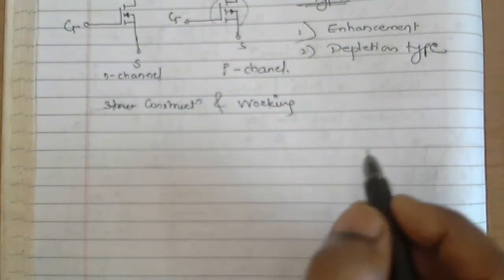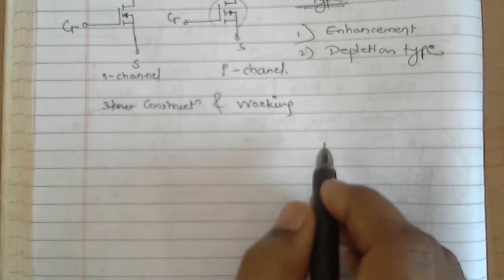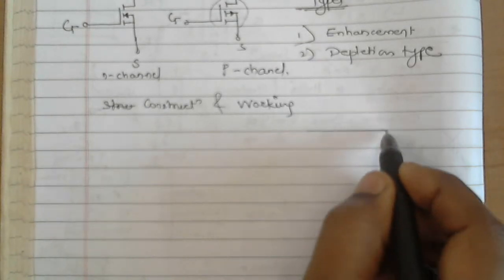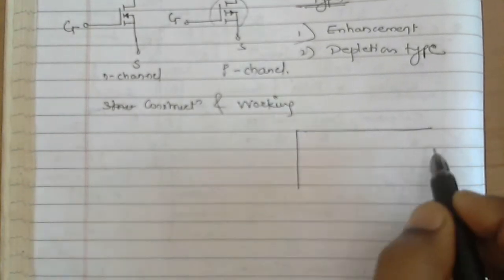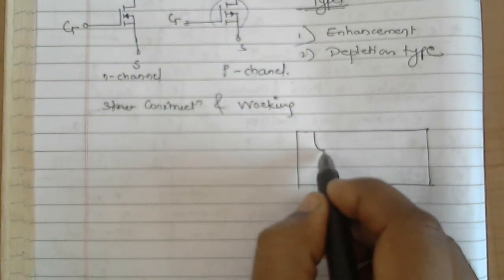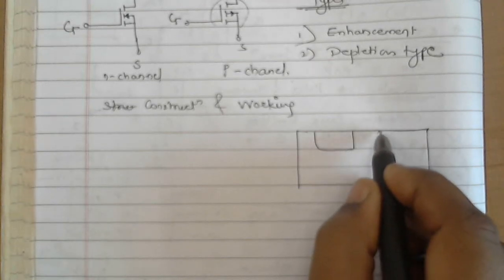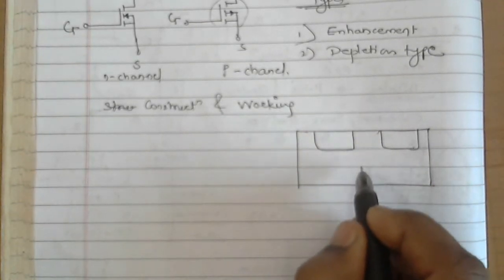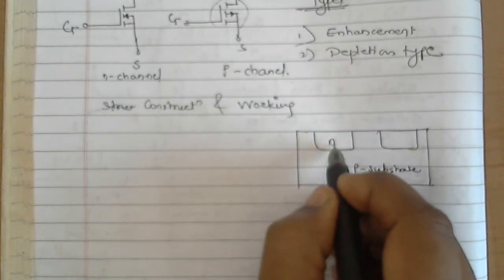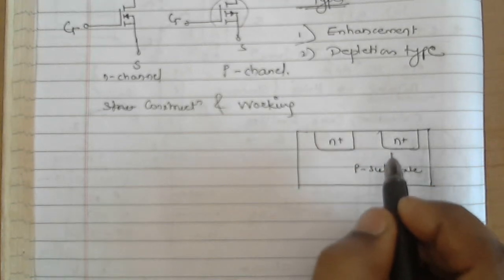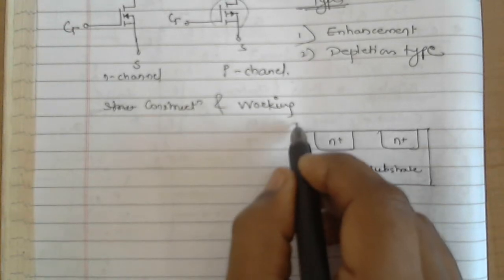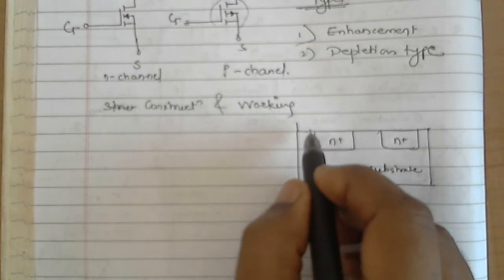So MOSFET, you can see here, this is the P substrate. This is highly doped N material, highly doped N material. NPN, so this is a three-layer device here. Actually, MOSFET is also a four-layer device. First we will see the three-layer device, then we will see the four-layer.